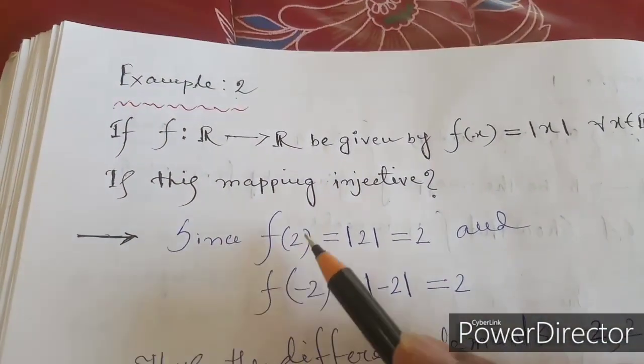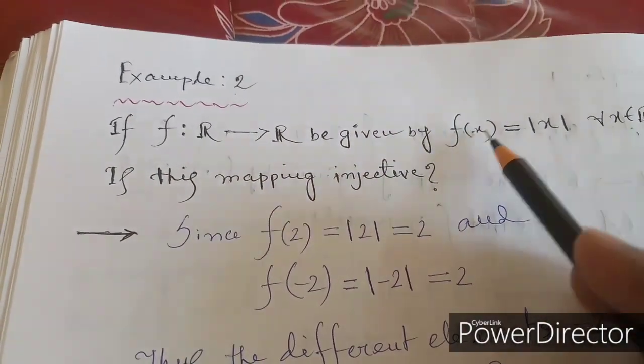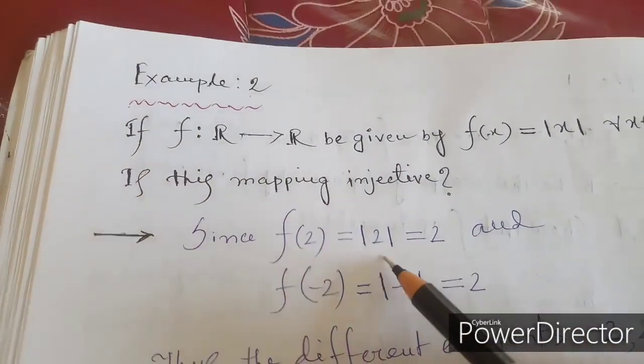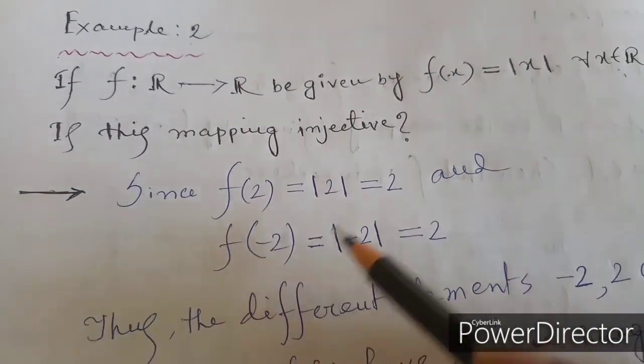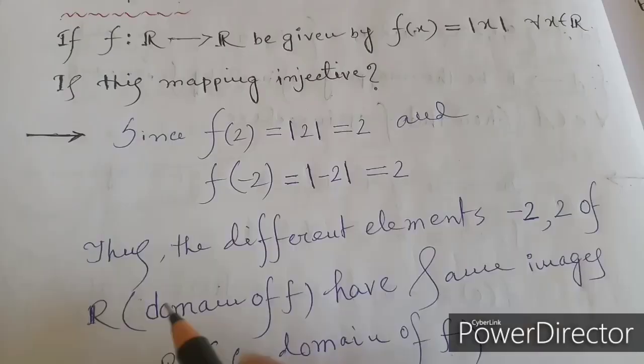So f(2) equals what? Put x equal to 2 here. So what happened? Mod 2. So mod of 2 means 2. And for f(-2), that means mod of -2, that equals 2.